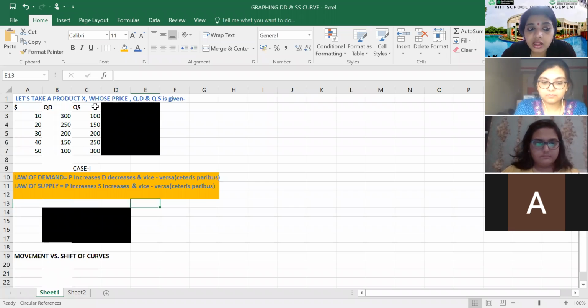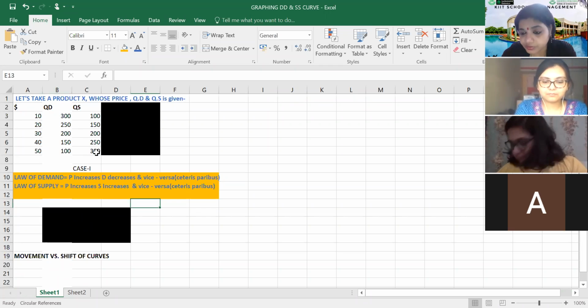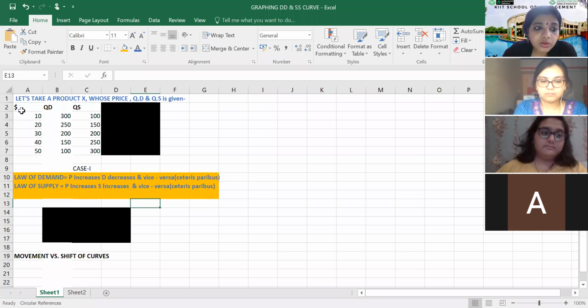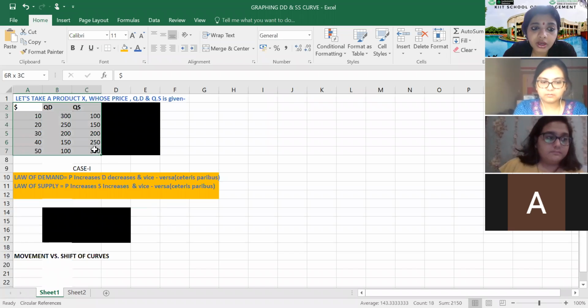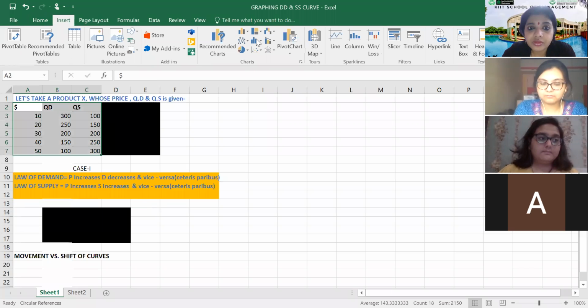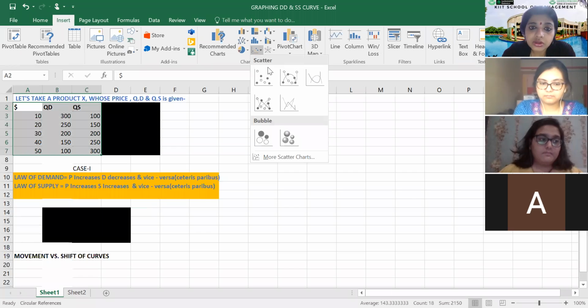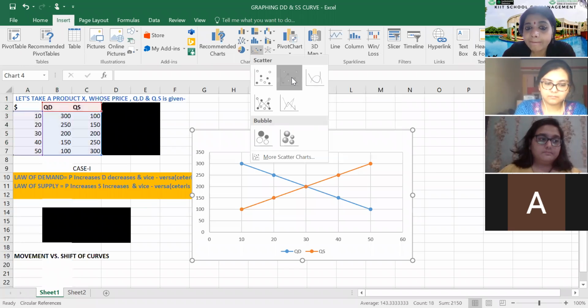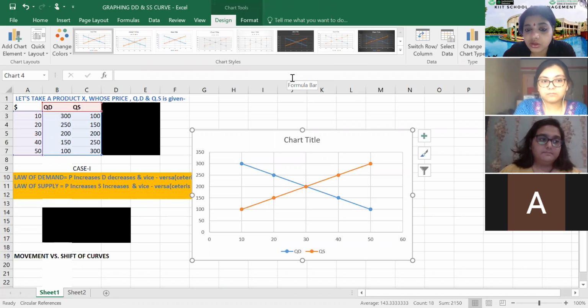For the supply case, it varies from 100 to 300, and I've gone by the law of supply, which shows that as the price has increased, the quantity supplied has also increased. Okay, so this is a scenario which we have taken in order to explain our conditions of the graphical mechanism. Now let us select all our data. We'll go to insert, go to scatter plot, click on smooth scatter. So that is how our graph is looking.